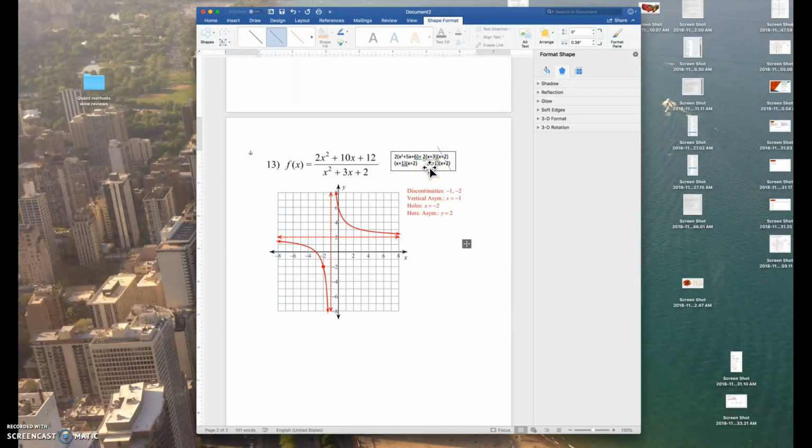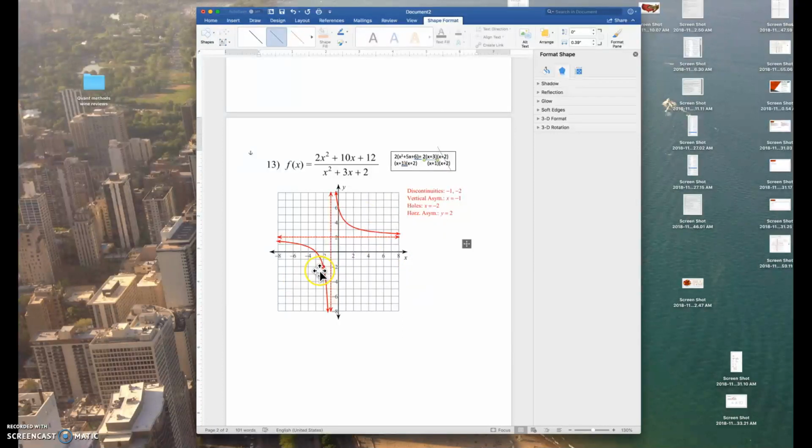So here are the things that happen because of the fact that this cancels out. Negative 2 will still make the original denominator equal 0. If I take that x plus 2, set it equal to 0, that's where this negative 2 comes from. So negative 2 is still not allowed, but it cancels out, so it changes how the graph is going to look. And that's what this piece right here is.